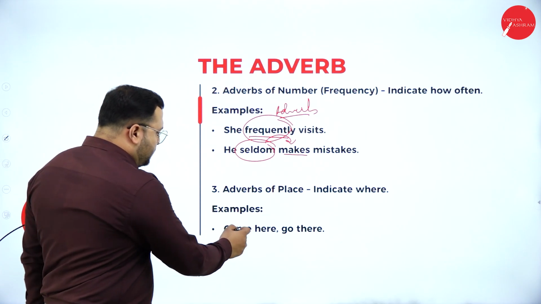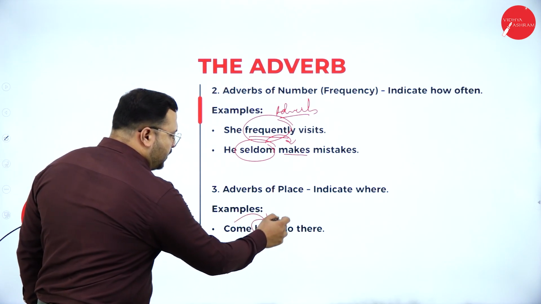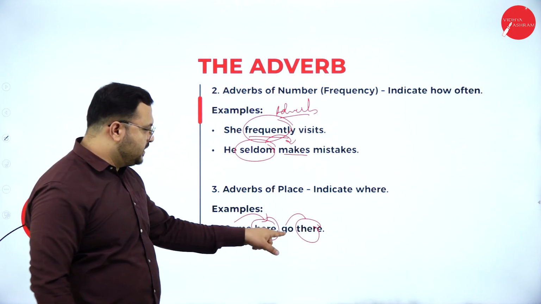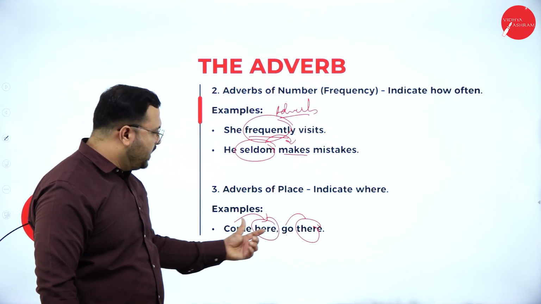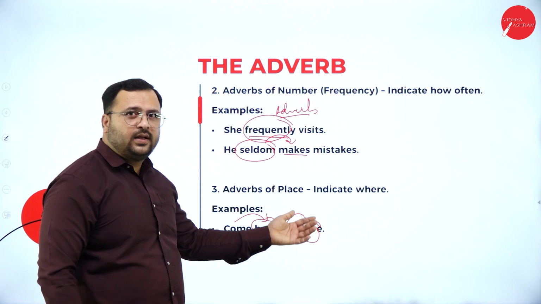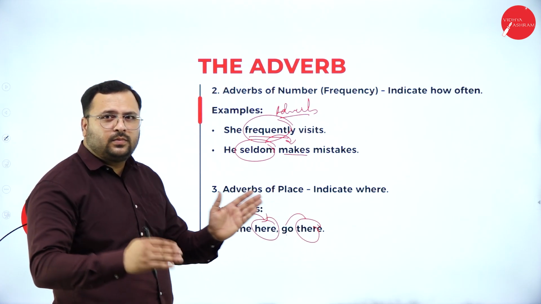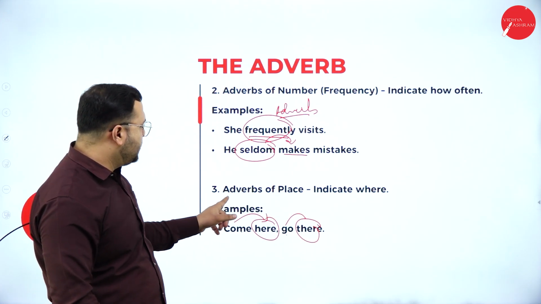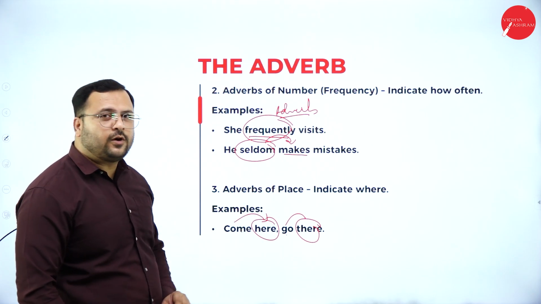Then adverbs of place indicate the location, where. Example, come here, go there. So go and come are verbs, and here and there are describing where to come, where to go. Therefore, they are examples of adverbs of place.